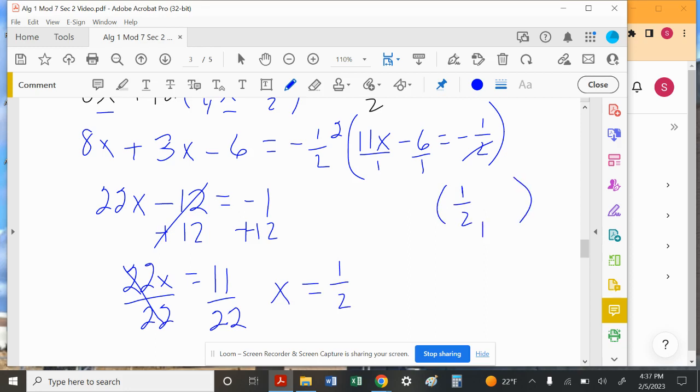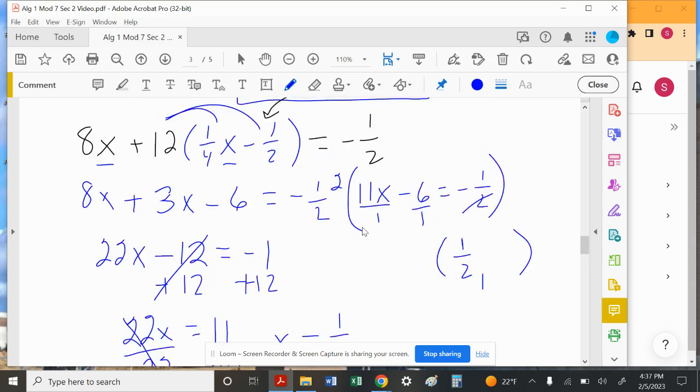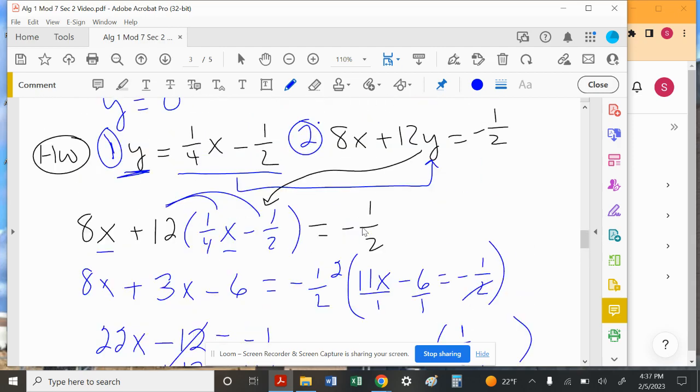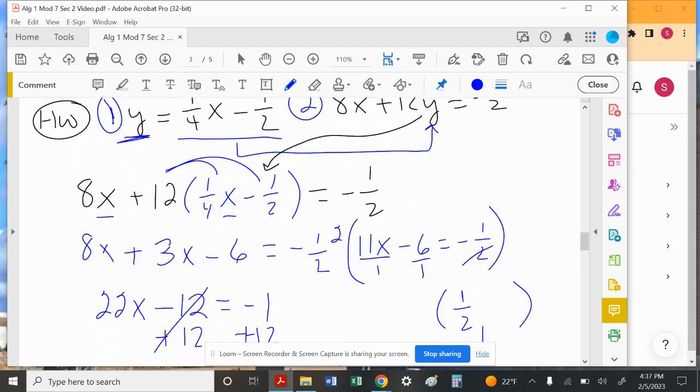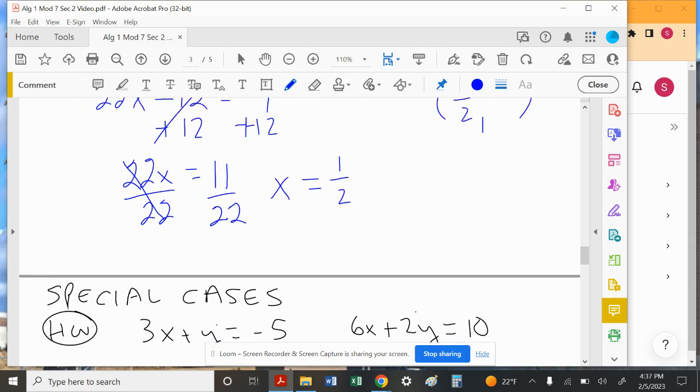Now notice that if I have an x value, go back up and look at the equations. Notice this one's already solved for y. So y equals 1/4 x minus 1/2, not 1.